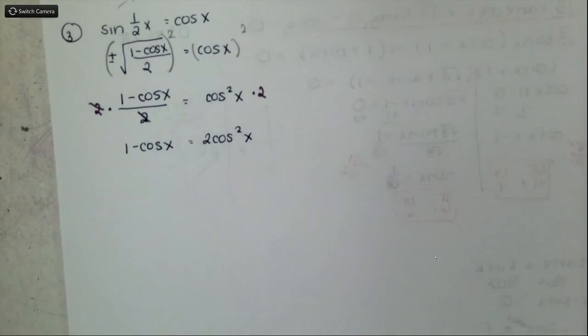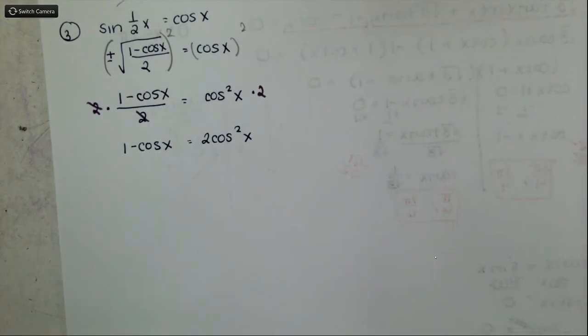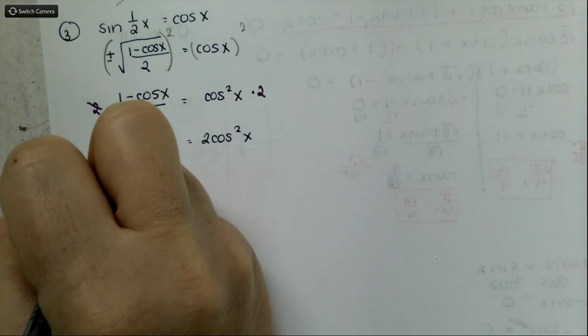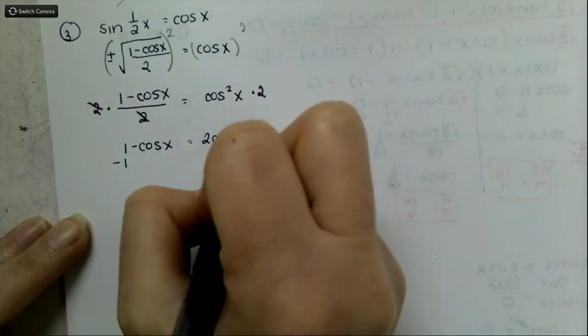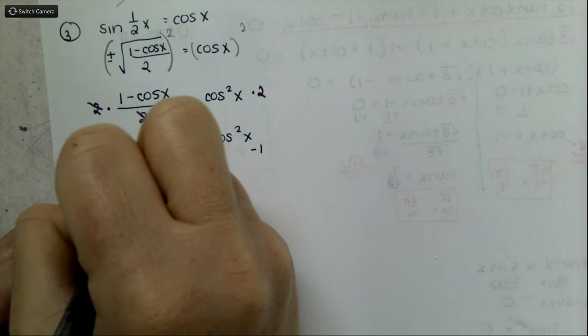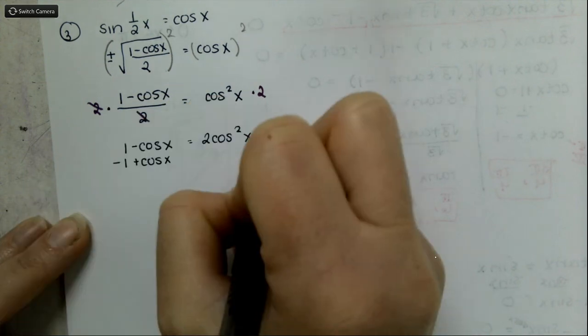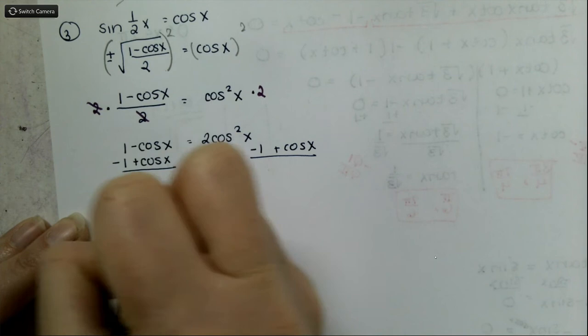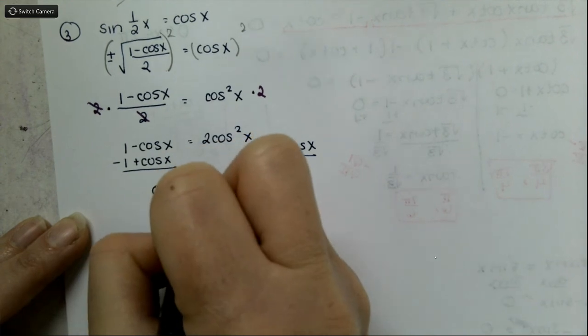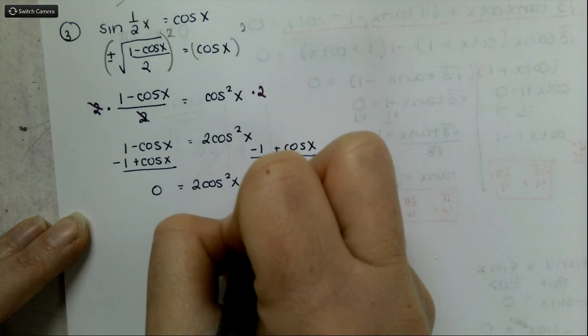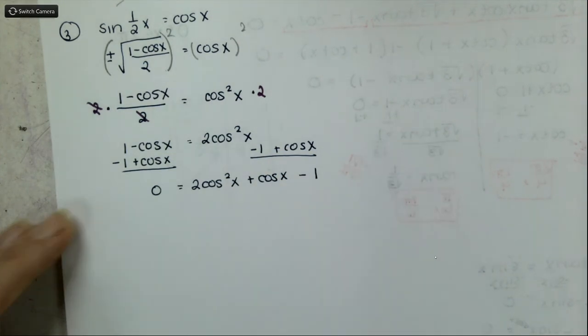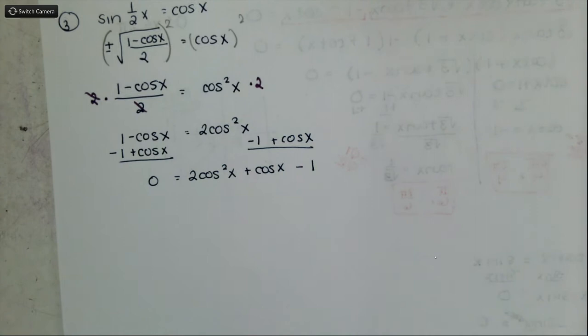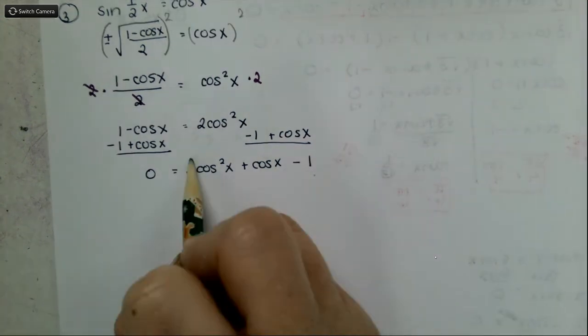We want to make this equal to 0. So I'm going to subtract 1, and also I'm just going to do this in one step, add cosine x. So 0 equals 2 cosine squared x plus cosine x minus 1. I just rearranged it using the commutative property to put it in the order that I prefer. Now we need to find the factors. It's quadratic with 3 terms, so we're going to multiply.